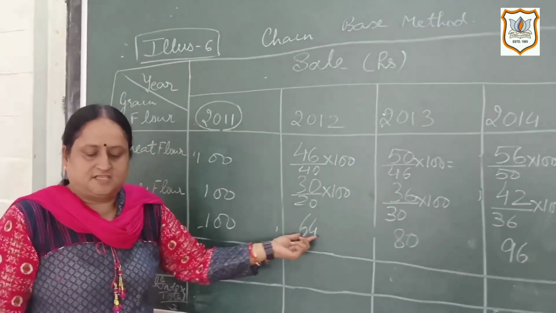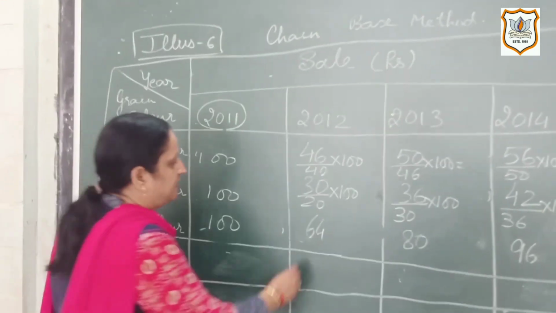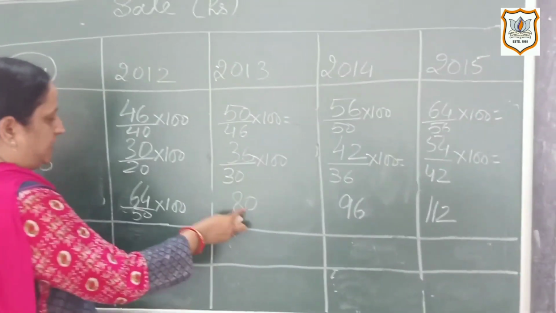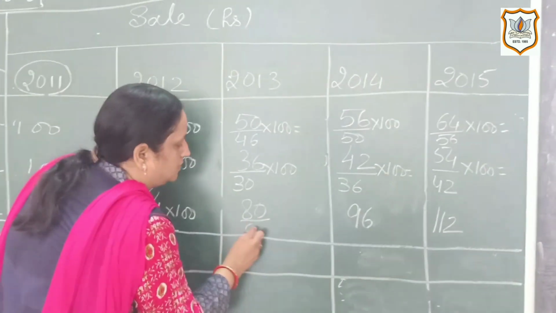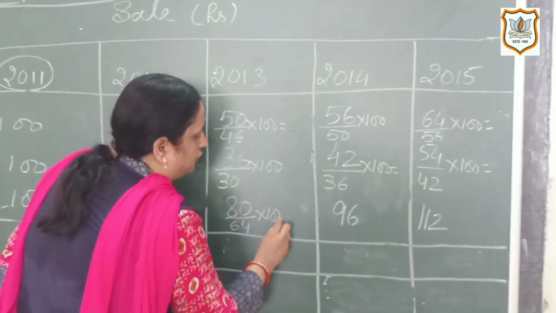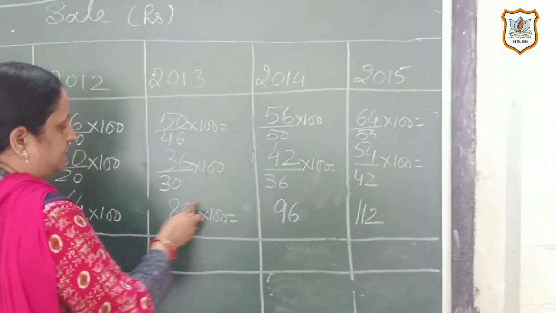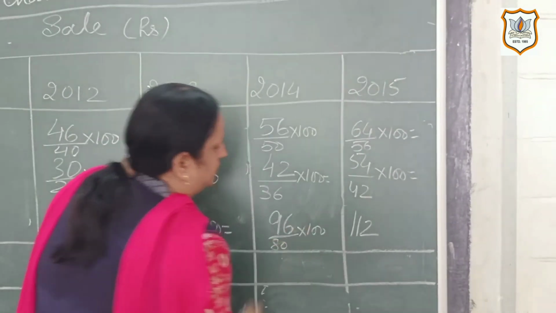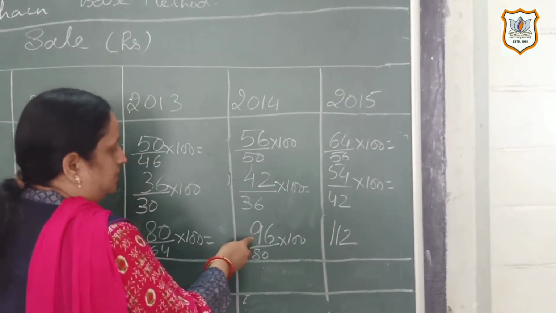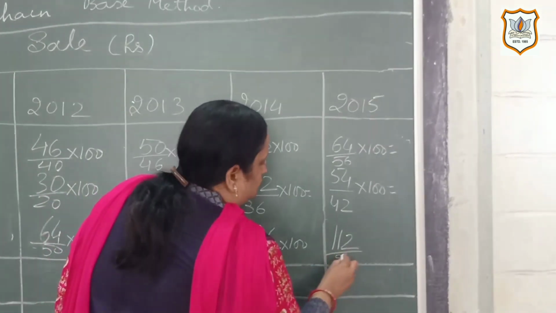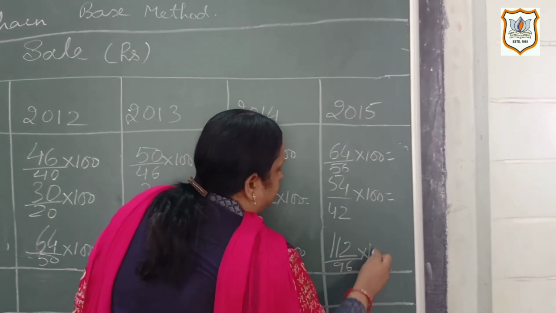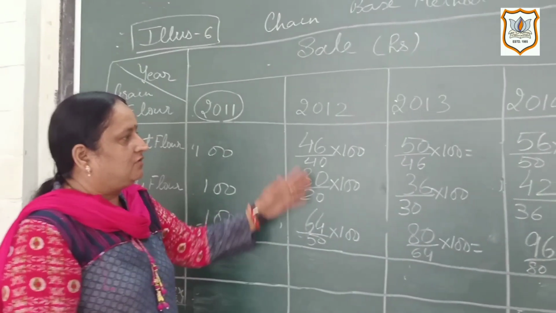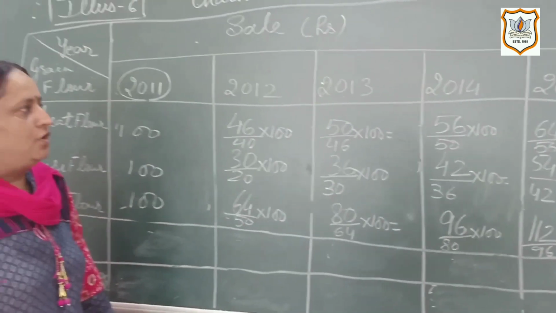Similarly, for 64, the previous was 50, so 64 upon 50 into 100. For 80, previous is 64, so 80 upon 64 into 100. 96, previous is 80, so 96 upon 80 into 100. For 112, previous is 96, so 112 upon 96 into 100. You get the values. Now calculate these values with the help of your calculator.